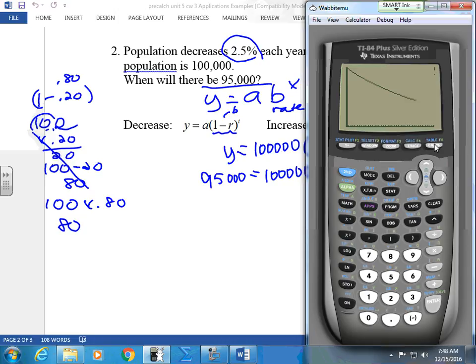Where do you hit first? Enter. Second trace. It's the calc. It's this word calc up here. It's blue trace because you want the word calc. And number 5 for intersect. Then you just hit enter, enter, enter until it gives you the intersect. What it does is it puts that little blinker on one curve, then it jumps to the blinker on the other curve, and then when you say guess, it brings them to the same place.